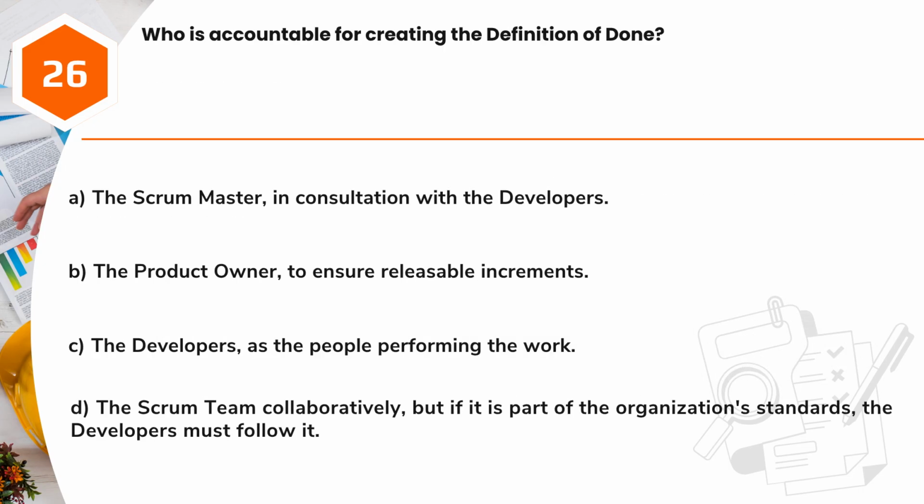Question 26. Who is accountable for creating the definition of done? A. The Scrum Master, in consultation with the developers. B. The product owner, to ensure releasable increments. C. The developers, as the people performing the work. D. The Scrum team collaboratively, but if it is part of the organization's standards, the developers must follow it.